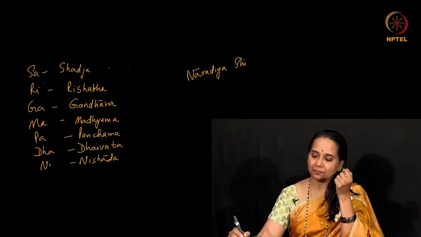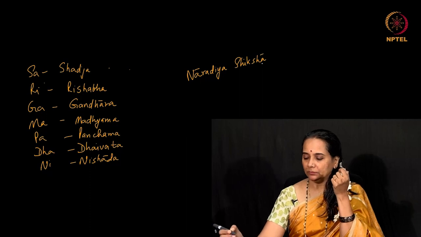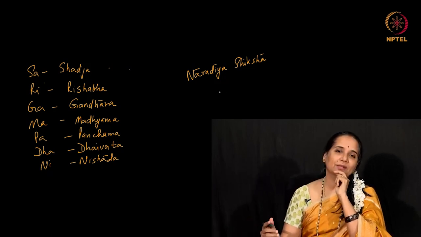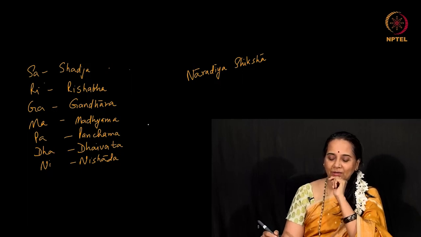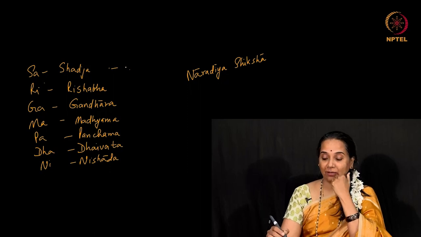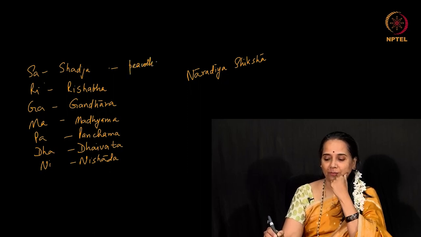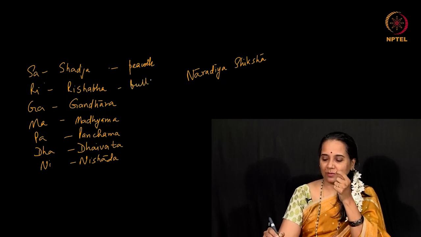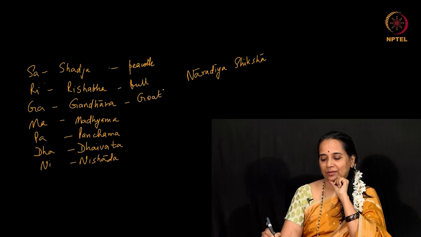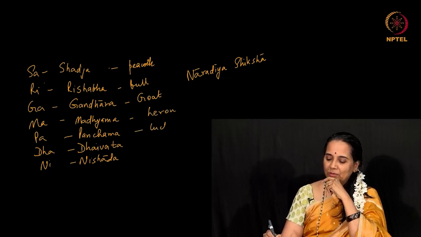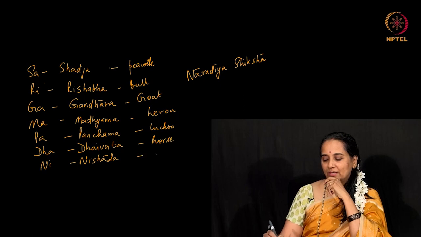So, Naradiya Siksha, even in this treatise, we have these names of these Swaras, and there are some interesting aspects, interesting associations of these Swaras. So, Sa is supposed to be associated with the cry of the peacock. Rishabha, the Ri is, as some of you would know, Rishabha means the bull. Gandhara is the goat. That is the cry of the goat. Madhyama is the heron. Panchama is the cuckoo bird. Dhaivata is the horse. Nishada is the elephant.